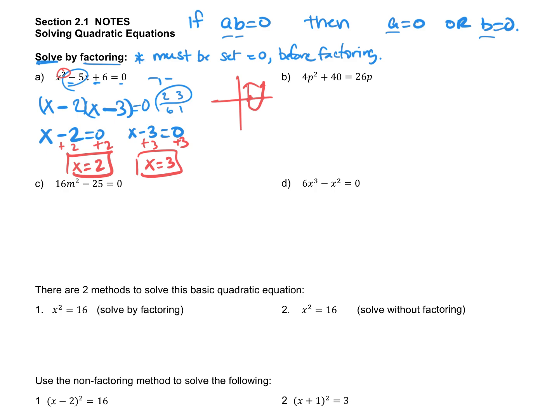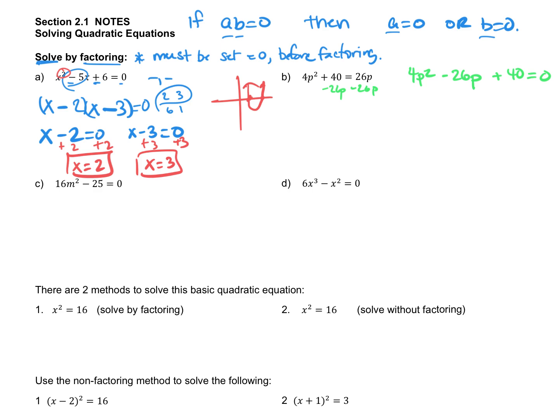Okay, letter B. This is all by factoring. Everything that we've done before we're going to do. The first thing we want to do is set it equal to 0. That 26p is here, so we're going to move that over. What I want to do is subtract 26p from this side. I'm going to write over here what I have left is 4p squared. I'm going to write the negative 26p first, between the 40 and the 4p squared. And then 26p minus 26p is 0. So now it's set equal to 0.